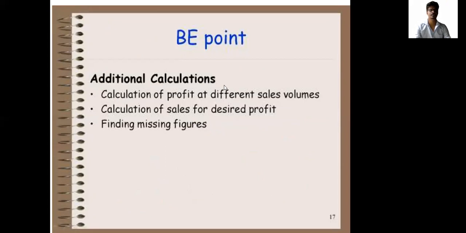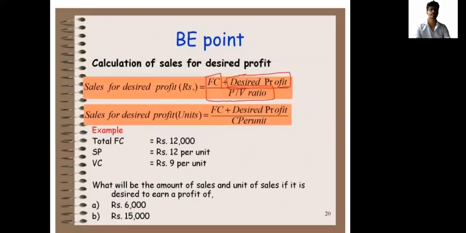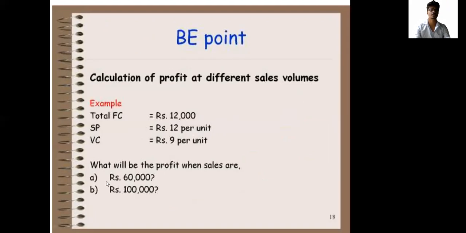Now additional calculation of profit at different sales levels, and sales for desired profit, and finding missing figures. Let's see how to do these things. First you calculate this. You have been given total fixed cost, selling price and the variable cost. You are required to calculate profits when sales are 60,000 and 100,000.